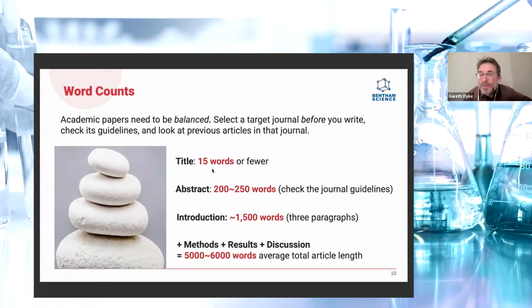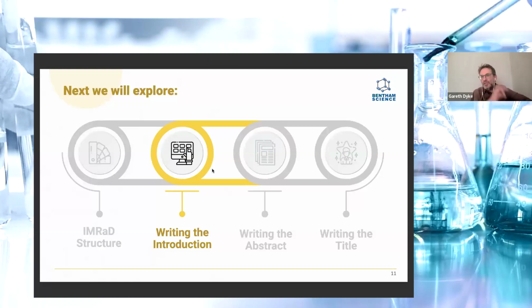On average, an academic research article is about 4 or 5,000 words in length. So how many words are you going to use for the introduction, for the methods, for the results, for the discussion? Very important to keep this in mind. Your paper has to balance versus other papers published earlier in that particular target journal. So keep that in mind at the beginning of the process.